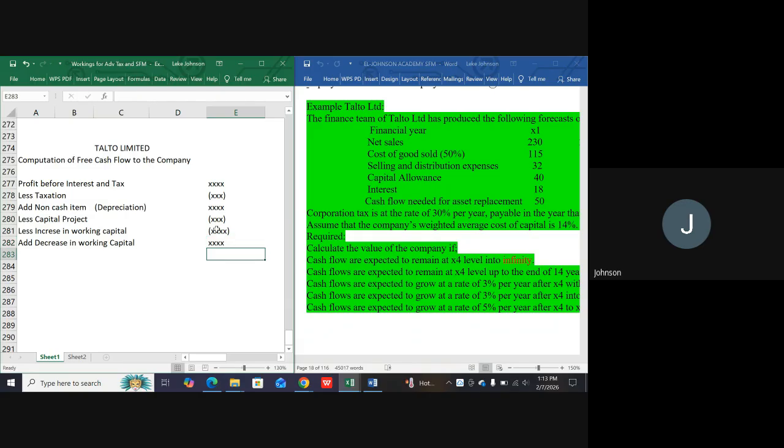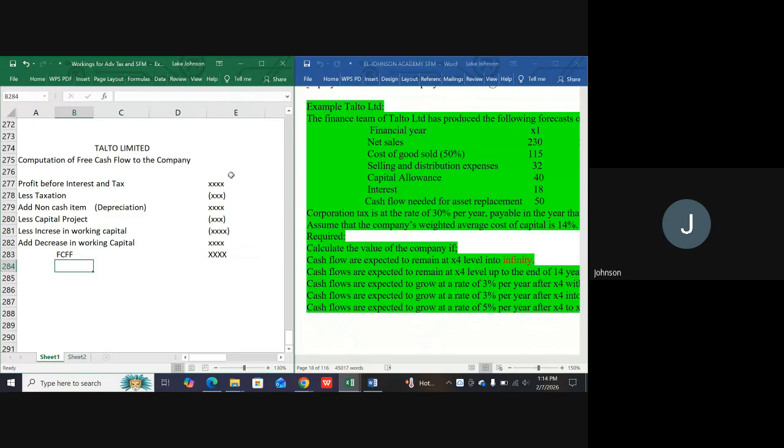So after you've done all these plus and minus, I think at the end of the day, there's no other thing to be done, right? If you are doing the free cash flow to the total company, at the end of the day, I think you will now have what you call your free cash flow to the company. So you're going to have it like this. This is going to be your free cash flows to the company.